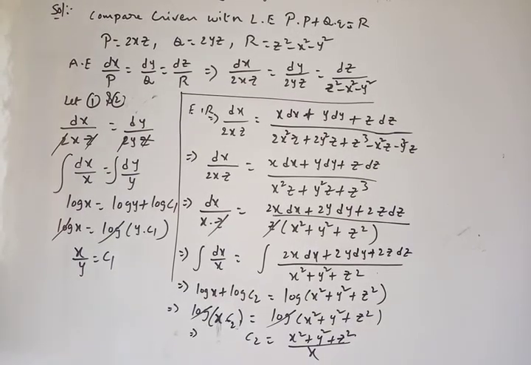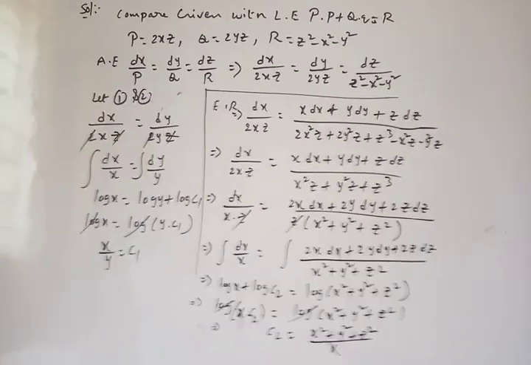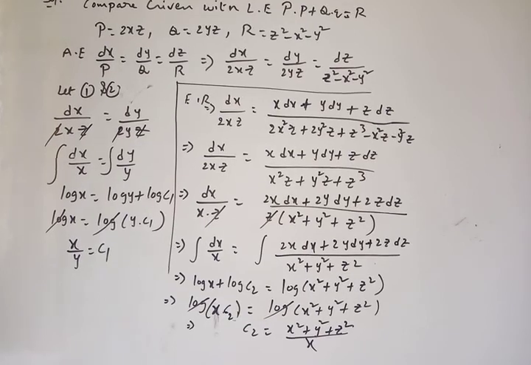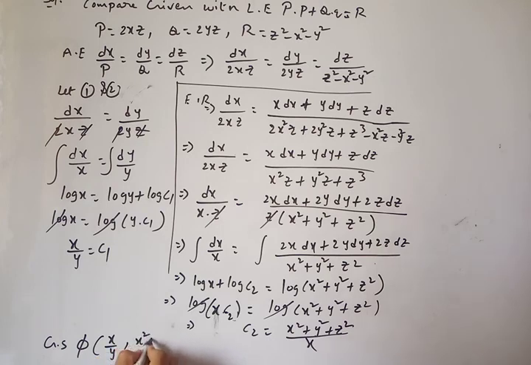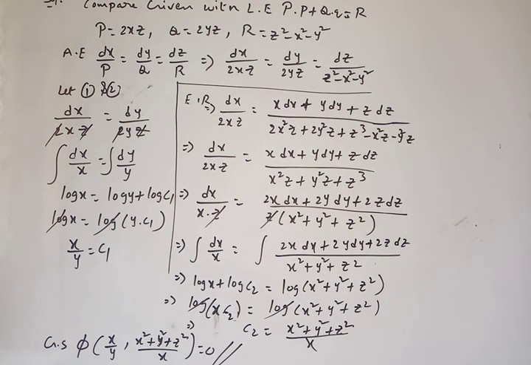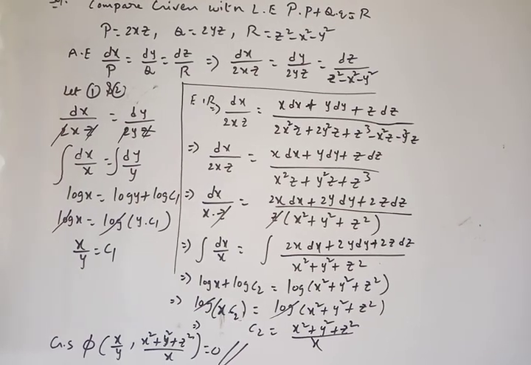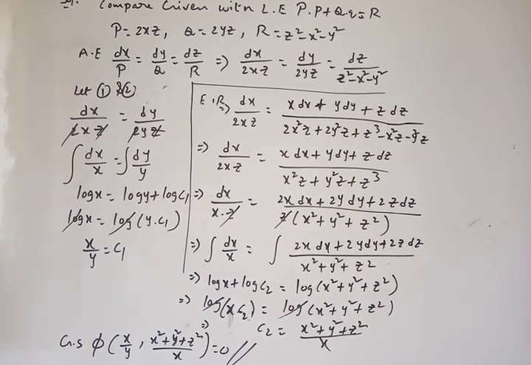So what is the general solution? Phi of c1 comma c2 is equal to 0. So in the general solution phi of c1, which is x by y, and c2, which is x square plus y square plus z square by x, is equal to 0. This is our general solution. Like this you need to solve Lagrange's equation. So practice all these problems. If you practice all these problems, you will become perfect in this topic, right?